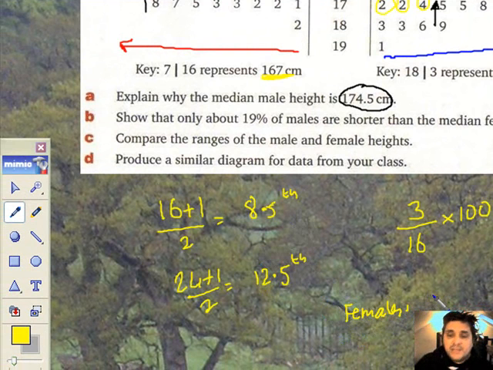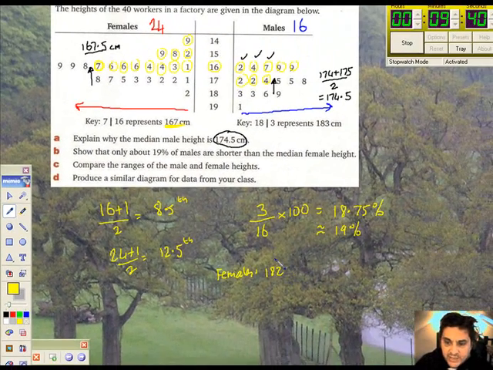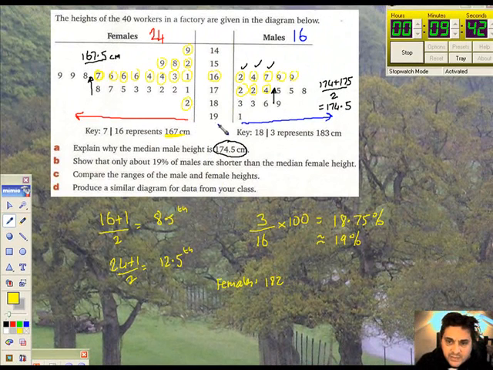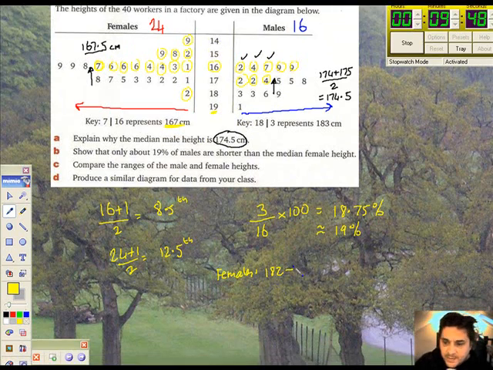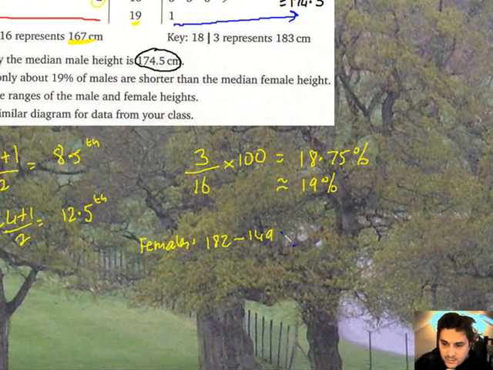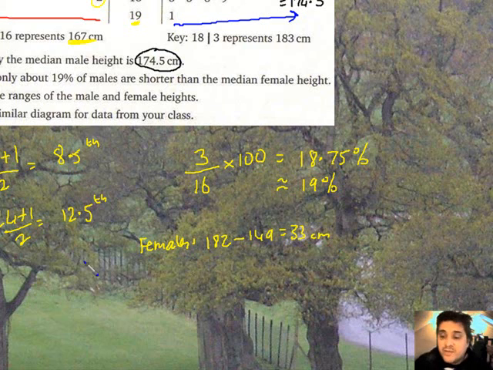Biggest takeaway, smallest. The tallest female is 182. There she is. There's no data in the 190s for females. So 182, take away the shortest, 149. And that will give us, quick machine, 182 take away 149, that gives us 33, so we have a range of 33 centimeters, or a spread of 33 centimeters. Now we're going to do the boys.